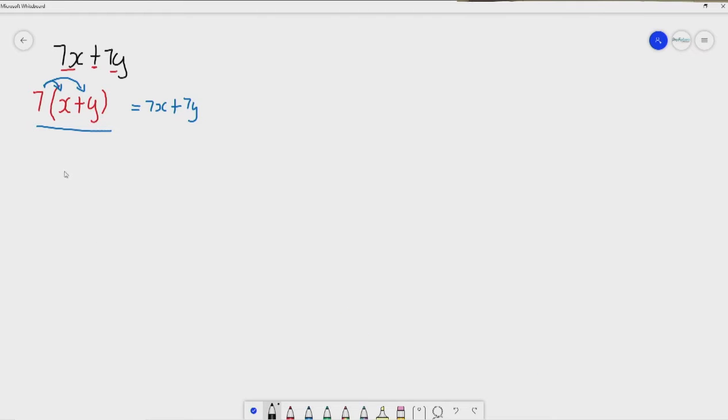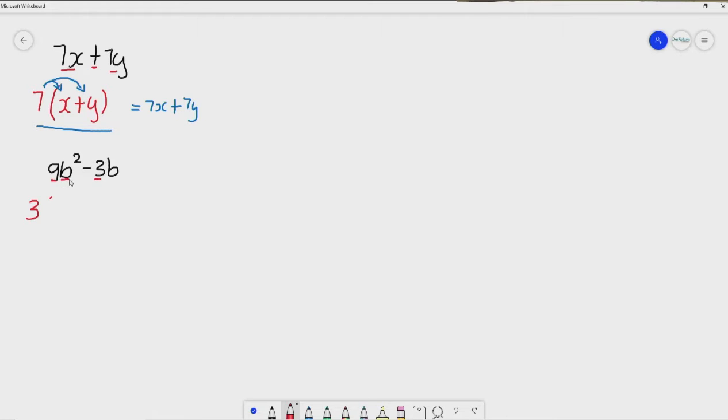The next example, 9b squared minus 3b. So we're going to look at the two coefficients. We have 9 and we have 3. What is the highest common factor of 9 and 3? The highest common factor of 9 and 3 is 3. So we put that outside. Can we close the bracket?